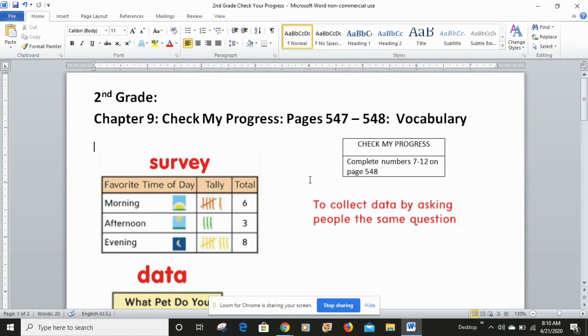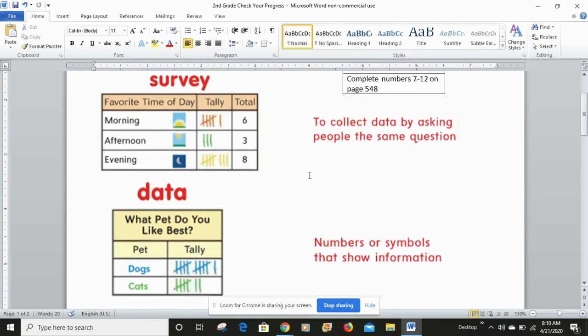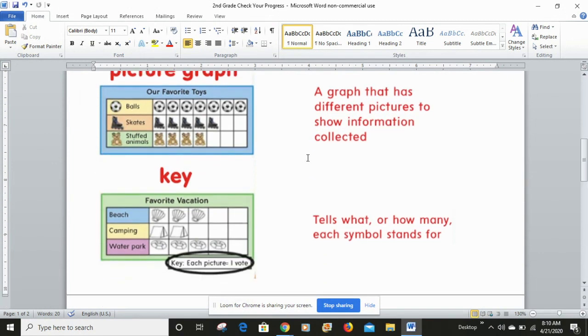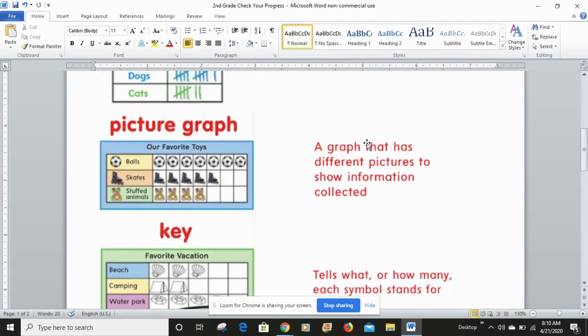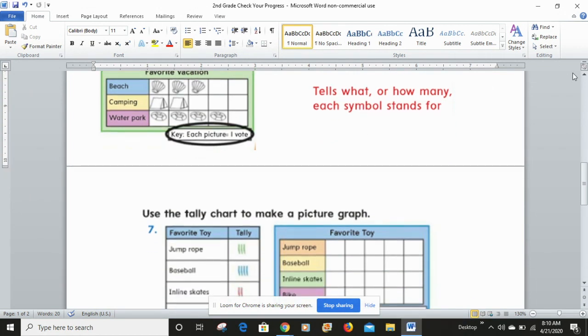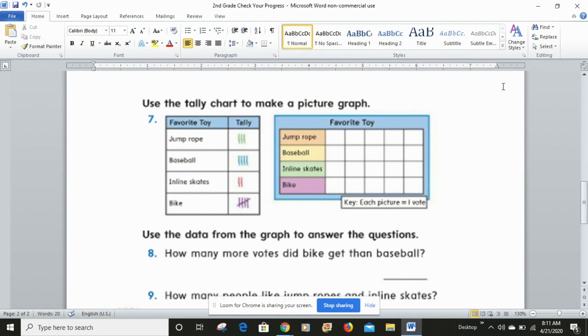If you remember, yesterday we did the first half of check my progress, which was basically the vocabulary. We had words like survey and data and picture graph and key, and hopefully you were able to use this to help you answer some of the questions on that first part. The second part today is using tally charts and graphs to help you answer questions.